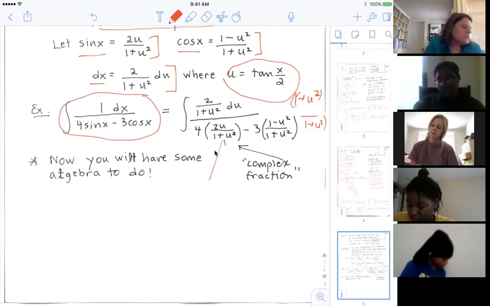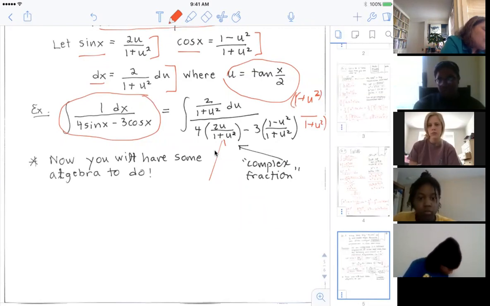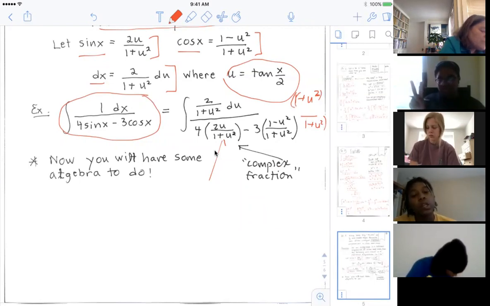All right, so here's what we're gonna do. When we multiply 1 plus u squared times the top, tell me what's left. 2. Tell me what's left when we multiply 1 plus u squared times 2 over 1 plus u squared. 2. Just 2.